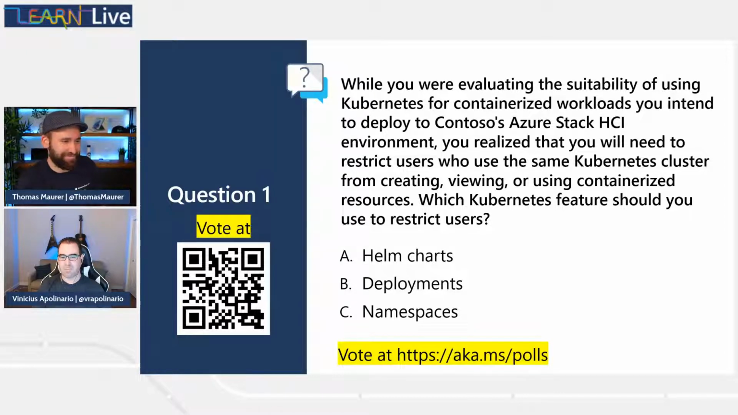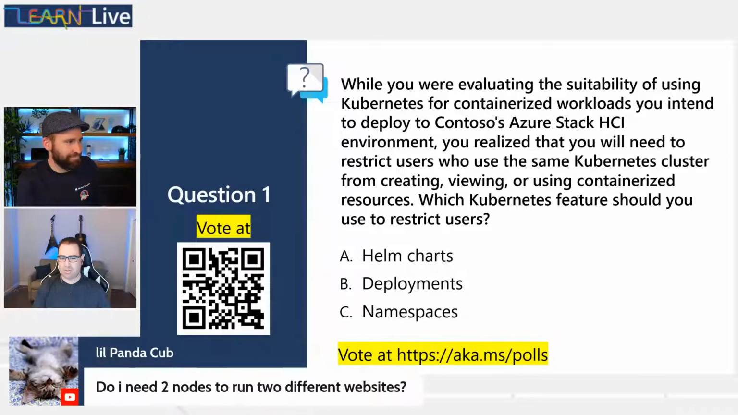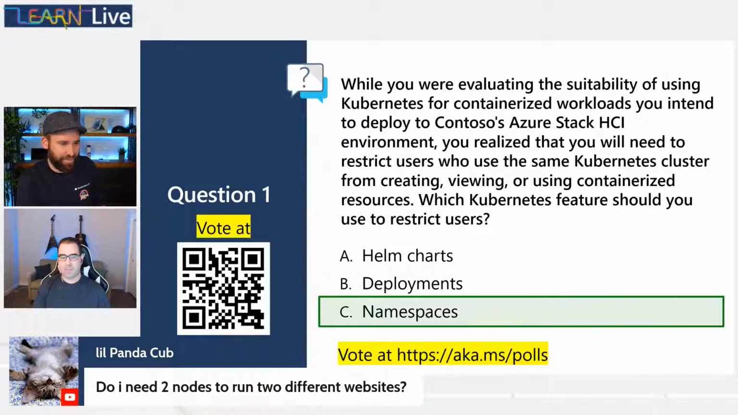Okay, I think we gave enough time, so I'm going to go ahead and show the answer here. The answer is, of course, namespaces. We covered that during the explanation of the previous section. Namespaces give you a way to restrict who can access what inside of your configuration for Kubernetes. So that will be the correct option here.